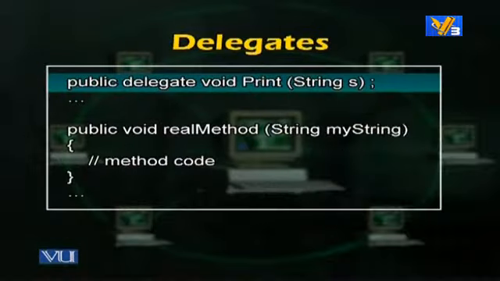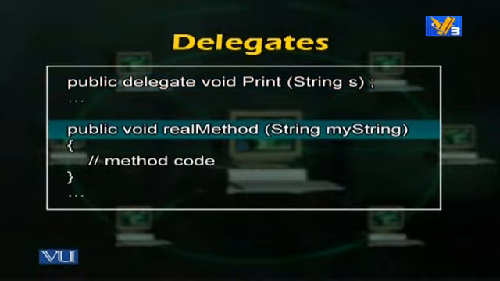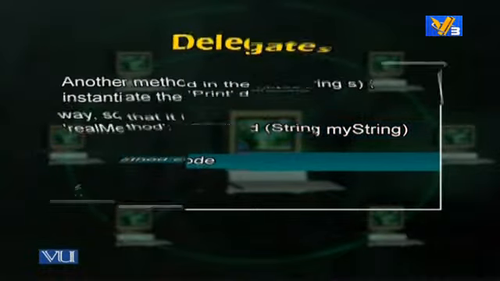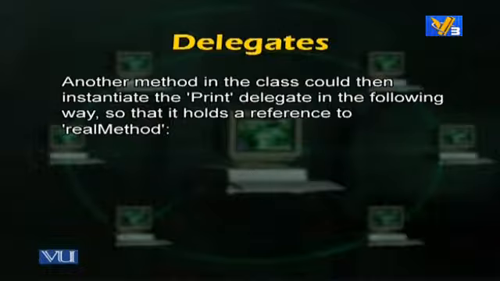We have public delegate void print(string s). So what we are doing is we have specified that this print is a delegate, and we will actually provide the method as a function pointer in this. Somewhere, let's say, we have this public void RealMethod which actually does something with the string myString, and we have the method code there. Another method in the class can then instantiate the print delegate in the following way, so that it holds a reference to RealMethod.